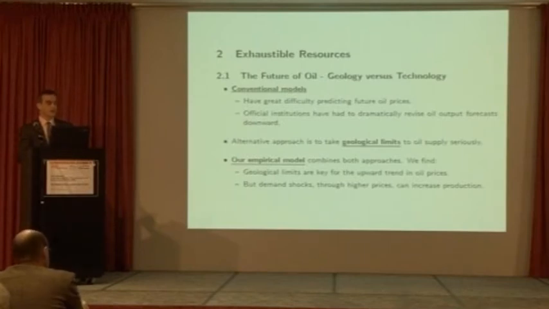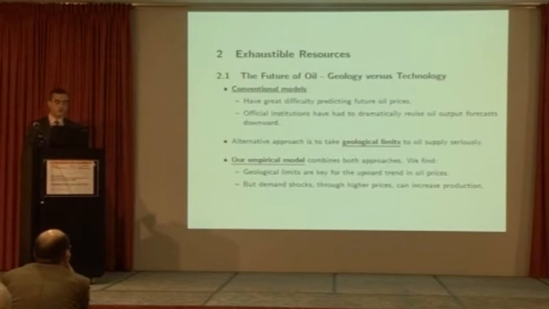Conventional empirical models have great difficulty predicting future oil prices, and they typically find it hard to beat a random walk for oil prices, which means the best predictor of tomorrow's price is today's price. And official institutions, furthermore, like the EIA, have had to dramatically revise their forecast, not of the oil price, but of the oil output downwards over the last decade. It's documented in this paper. Every single year since 2001, they've had to revise it downwards.